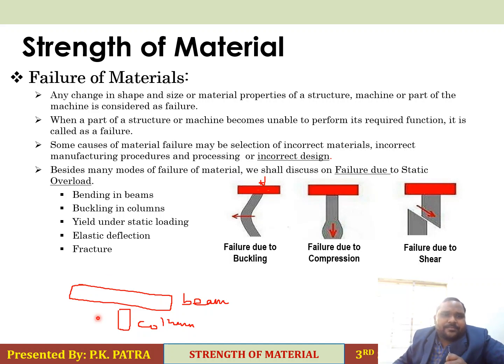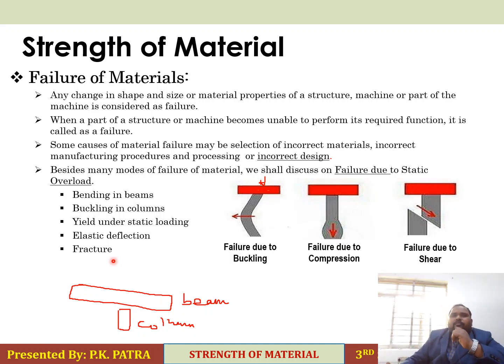So you can see there are some kinds of failure that we discussed. There is bending, buckling, and next one yielding. Yielding means the shortening of length due to the static loading. Then elastic deflection, and next one is the fracture, obviously. So these are the kinds of failure.